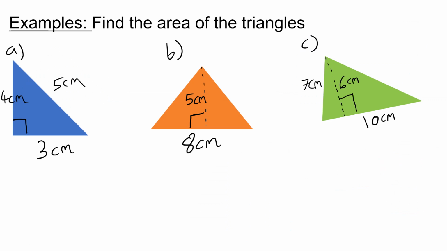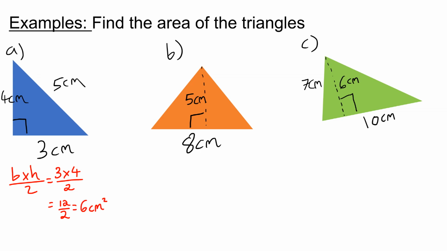Here are some examples. In example A, I want to find the area of the triangle. So in this case, I'm just going to do base times height and then half. I get the base being 3 centimeters, perpendicular height of 4, and then I halve. 3 fours are 12, half of 12 is 6. So my answer there would be 6 centimeters squared.